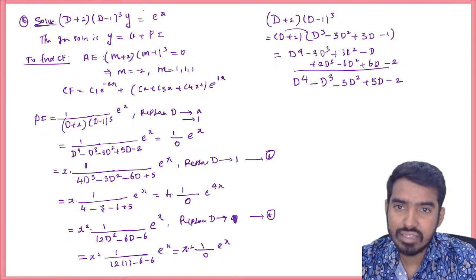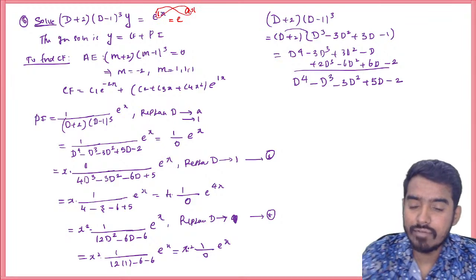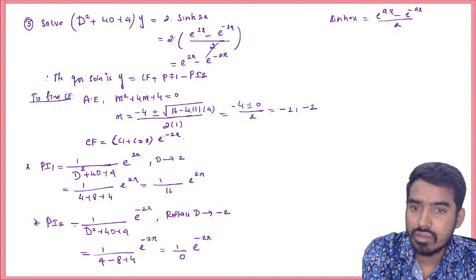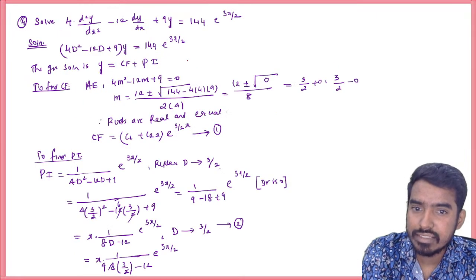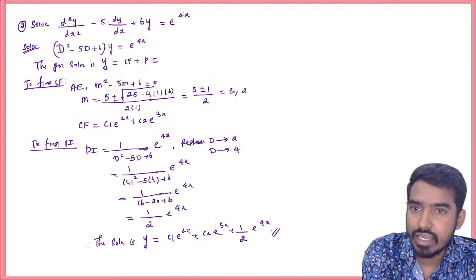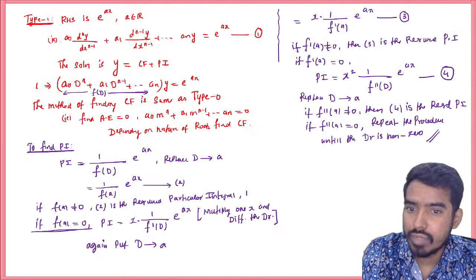It is of the form e power ax. So in that case, a is 1. You have to pick a from the RHS, not from the roots. Here also you can see e power ax. The roots are minus 2, minus 2, but in e power ax, a is minus 2 for this problem. Here a is 3 by 2, right? The roots are 3 by 2, 3 by 2, that is not the case. E power ax, so a is 3 by 2. Here a is 1. Here a is 4. So we have to choose a from this e power ax. So replace D by a.